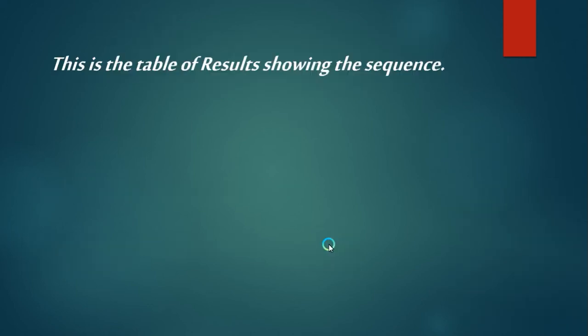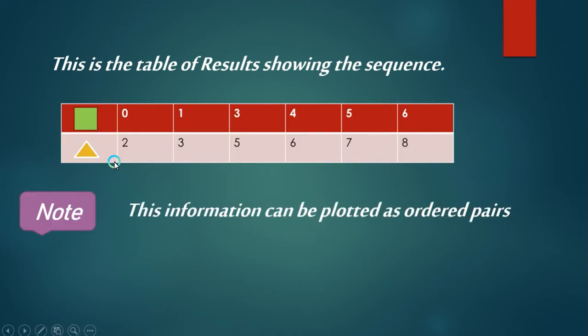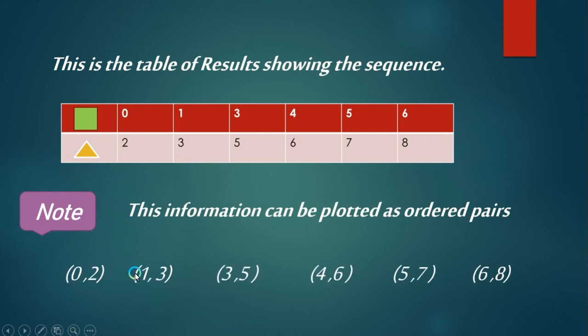So this is a table of results. Here I add 2 to each number that represents this square. So 0 plus 2 will be 2. 1 plus 2 will be 3. 3 plus 2 will be 5, and like that. Note, this information can be plotted as ordered pairs. How? I take this 0 and 2, like x-axis 0 and y-axis 2. And 1 and 3, I write it like that, as ordered pairs: 1, 3. And 3, 5 is also written like that, 3, 5.